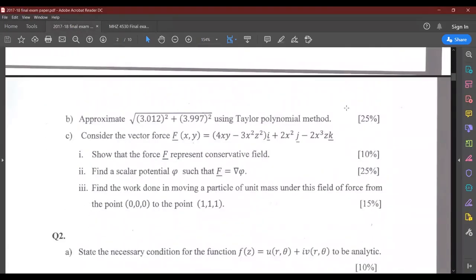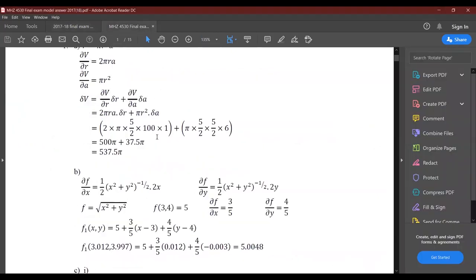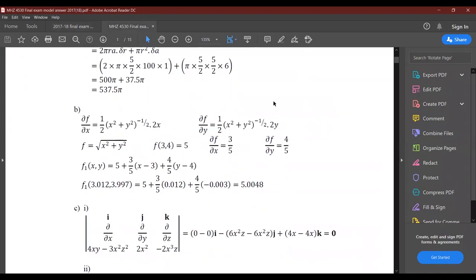So this is a simple Taylor polynomial question. They are asking to approximate this certain amount using the Taylor polynomial method. Once you see this, you can find there are two numbers which are squared and they are taking the square root of it. Very easy part. If you move on to the scheme, the formula is mentioned here.